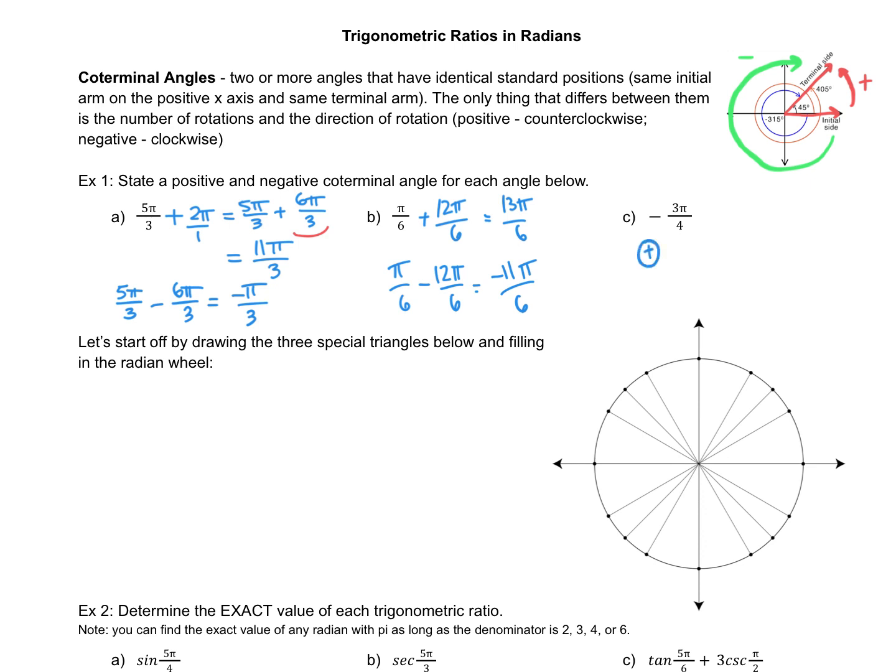So for your positive version, when you add 2 pi or 8 pi over 4, we get 5 pi over 4 as our positive coterminal. Our negative coterminal, when we subtract 2 pi or 8 pi over 4, we get negative 11 pi over 4. So there's some terminology coming back. Initial arm, terminal arm, that's standard position. Coterminal angles are angles that have identical standard positions. Now let's get to our special triangles.